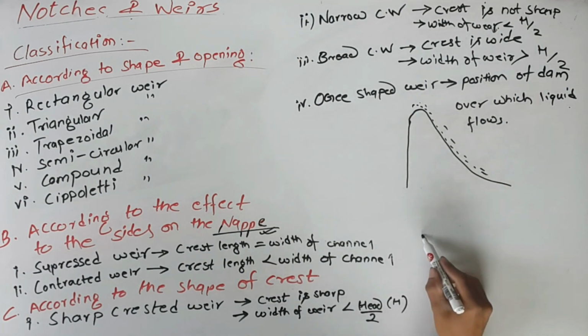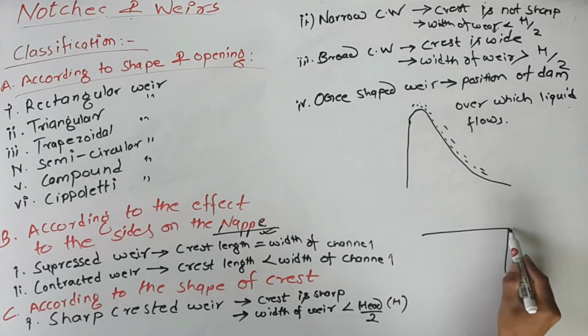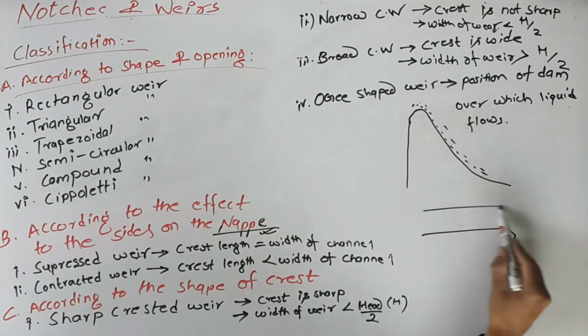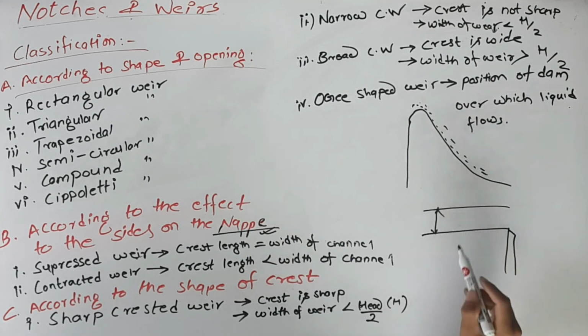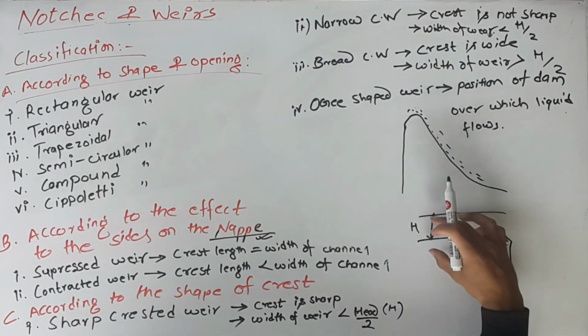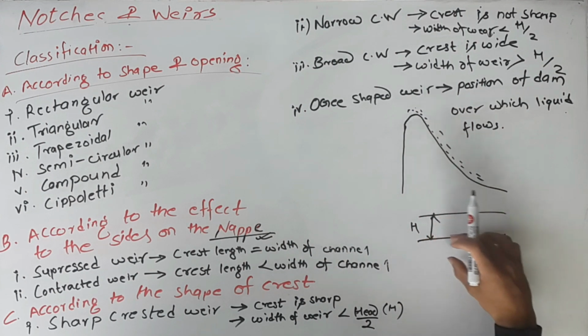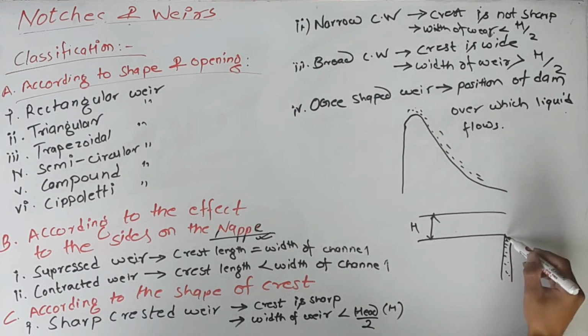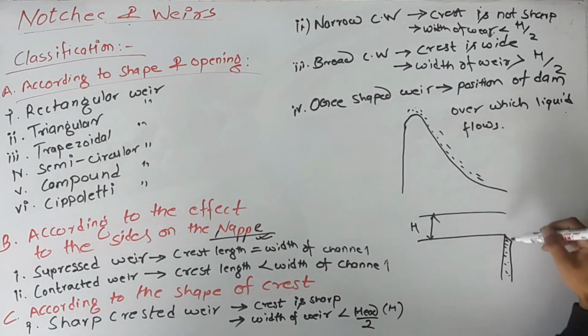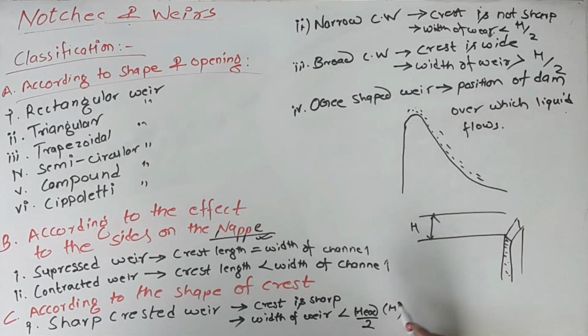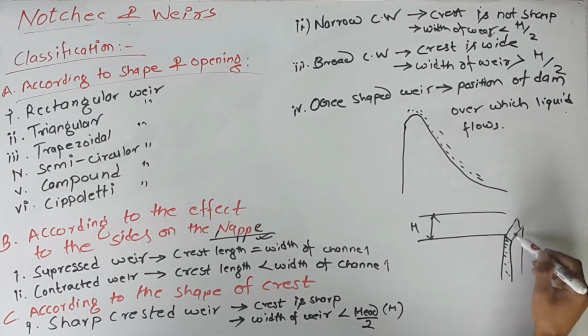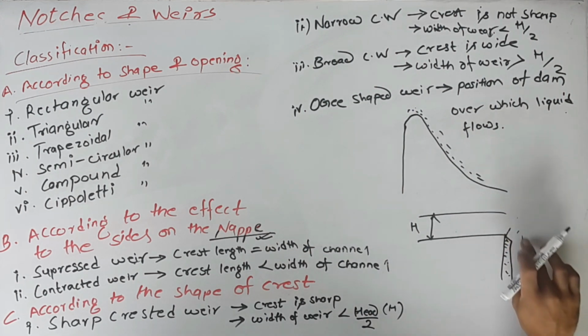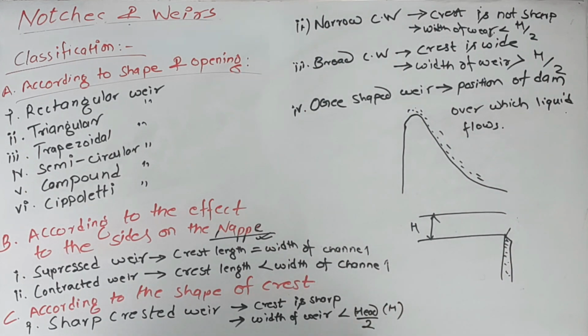Suppose I will make a figure here. Suppose this is weir, sharp crested. Here water head is here. This head h, h by 2 is greater than this width of the weir. We can see here width in this side. H by 2 is greater than this width, so it is called sharp crested weir.